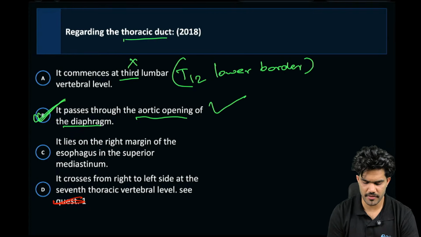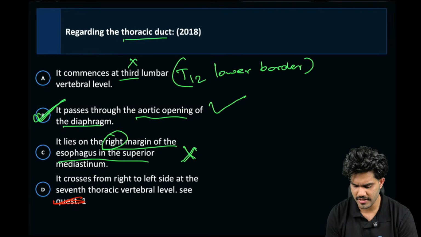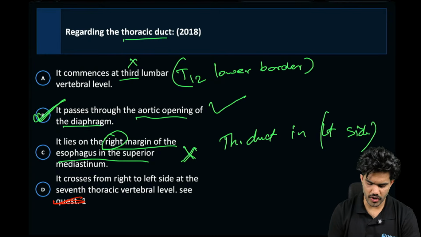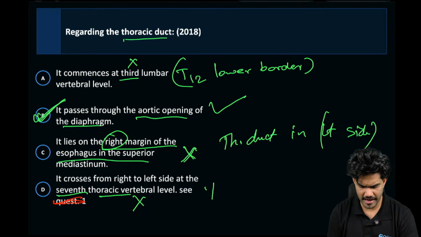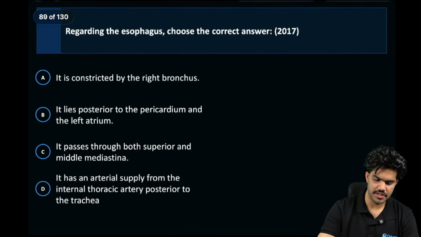Yes, I told you just now. It lies on the right margin of the... No, for sure, if it is right margin, wrong answer, because the thoracic duct is on the left side. Right? It crosses from right to left at the 7th thoracic vertebra. No, at T5. Okay. Next question.